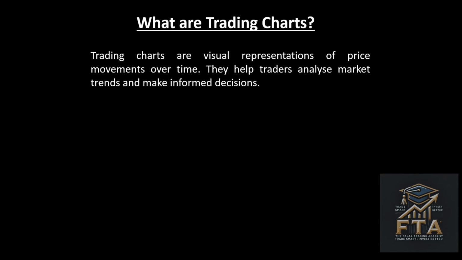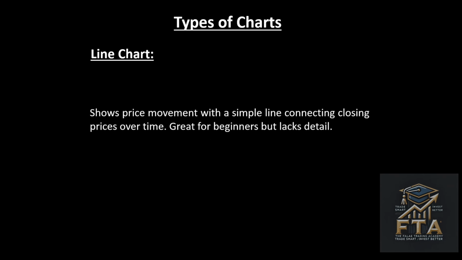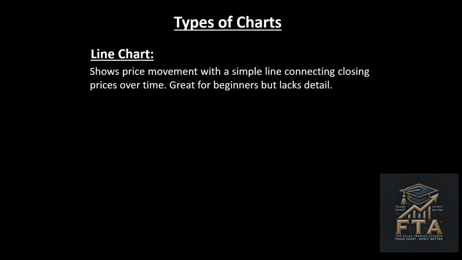What are trading charts? Trading charts are visual representations of price movements over time, and they help traders analyze market trends and make informed decisions. There are three different types of charts. The first are line charts, and the line chart shows price movements with a simple line connecting closing prices over time. It's great for beginners, but it lacks details, and lots of professional traders don't use line charts.